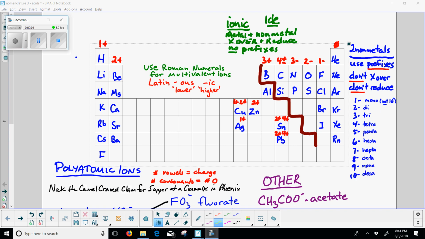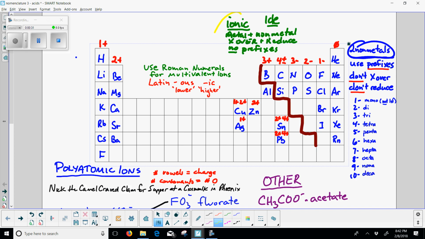This is Mr. Kier, and we're going to be looking at a review of nomenclature, and then we're going to be looking at acids today. So I thought I'd start by quickly reviewing the summary sheet you already have. On the right side, when we're dealing with any of these two nonmetals, what you have to be aware of is that you use prefixes. You do not cross over, you don't reduce, you go by the prefixes. Whatever they say, you go by it.